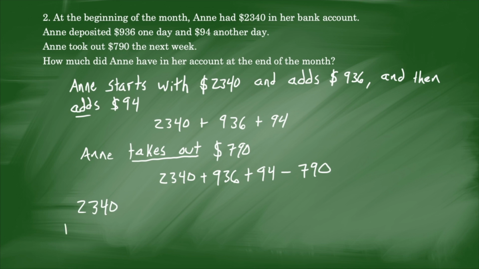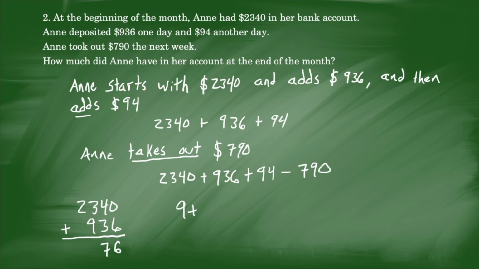2340 plus 936. 6 plus 0, 6. 4 plus 3, 7. 9 plus 3. Let's write that one up.